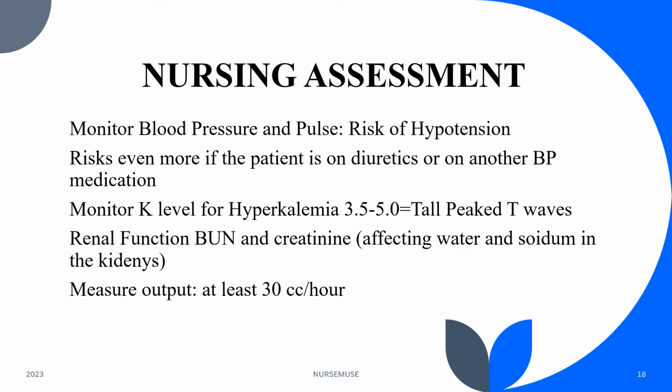Of course, we want to assess the renal function. We want to look at the BUN and creatinine because we are affecting sodium and water excretion in the kidneys. And then we need to make sure that our lungs are working appropriately. So our gold standard is that we have at least 30 cc's per hour of urine that we're measuring.